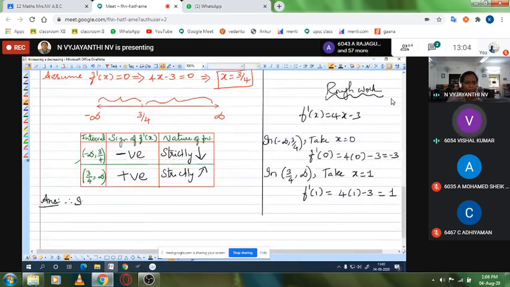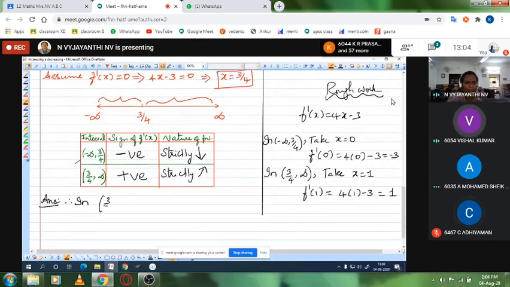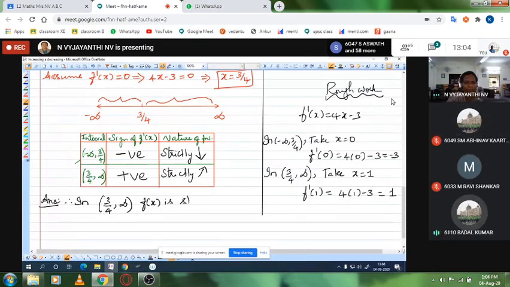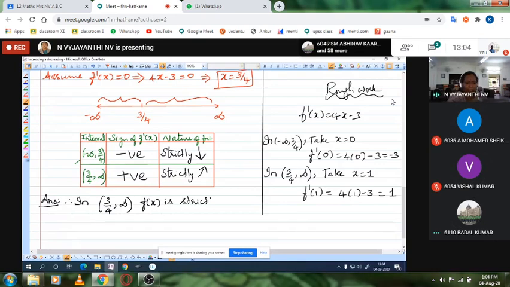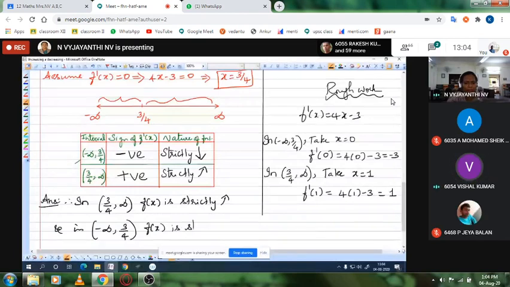Therefore, in minus infinity comma 3 by 4, f of x is strictly decreasing. In minus 3 by 4 comma infinity, it is strictly increasing. In the other interval, minus infinity comma 3 by 4, it is strictly decreasing. So are you thorough with this concept now?